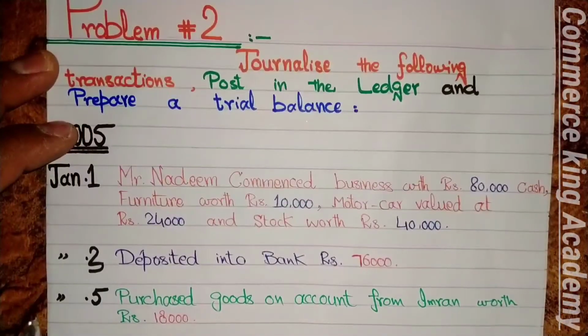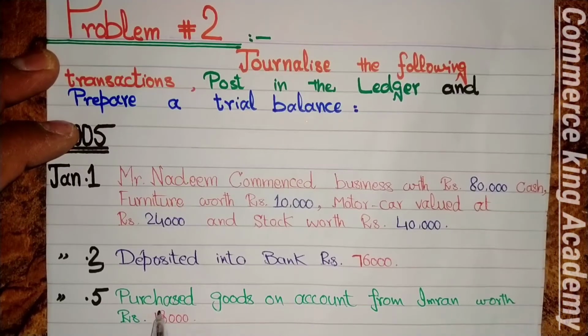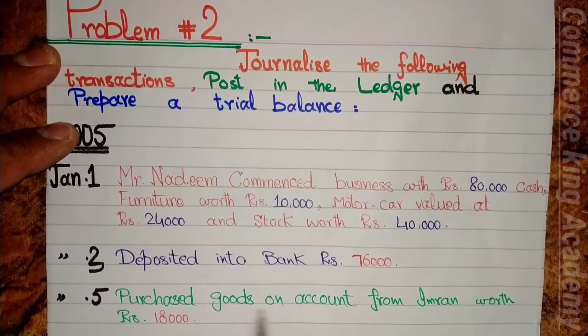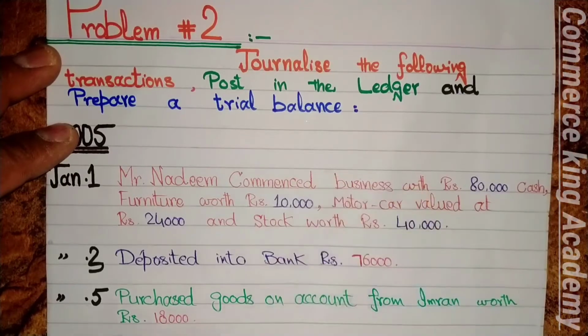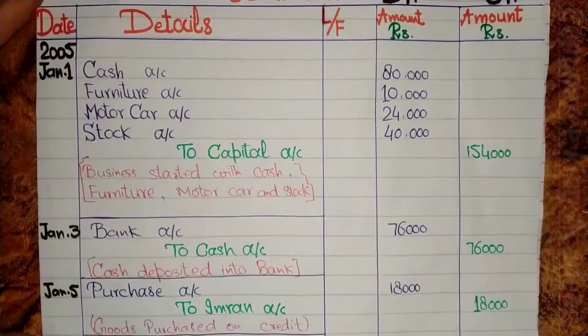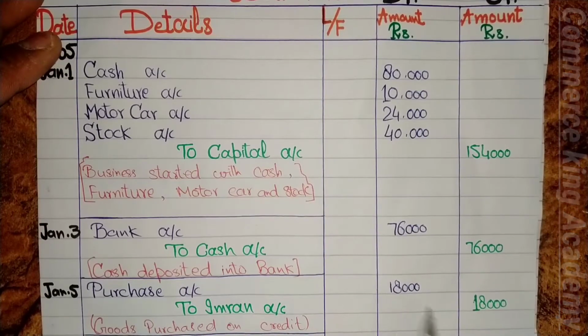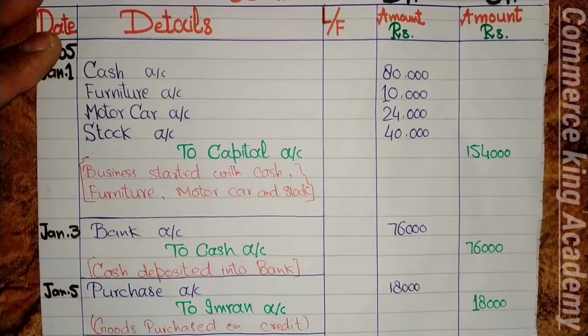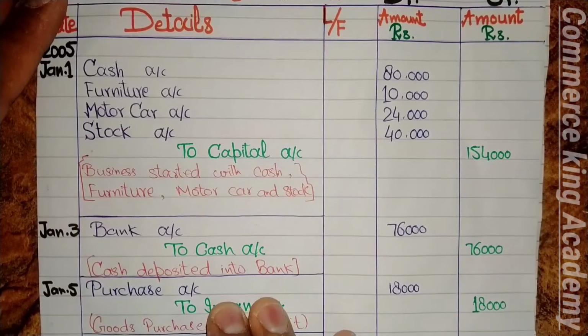Okay. Next transaction held on Jan 5th, which is purchased goods on account from Imran worth 18,000 rupees. So understand here the comprehension of this statement: purchased goods, that means goods purchased by the business on account. On account means on credit basis from Imran. Imran is the supplier of the business here, from whom purchases were made by the business. Do you understand this comprehension? Okay. So the journal entry will be Jan 5th. Purchases account debit to Imran account credit with the same amounts 18,000 and 18,000 rupees with description goods purchased on credit. That's it. The entry of this transaction has been completed here. Now we will move toward the next.